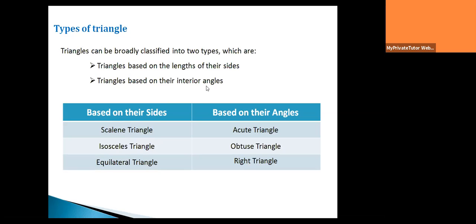So please remember these separations, okay? I mean the classification using the number of sides, the lengths of the sides, and using the angles. Okay, so let's discuss each one. Let's start with the equilateral. What do you mean by an equilateral triangle, guys?